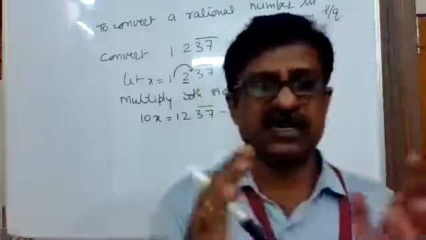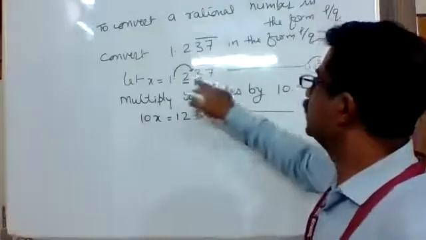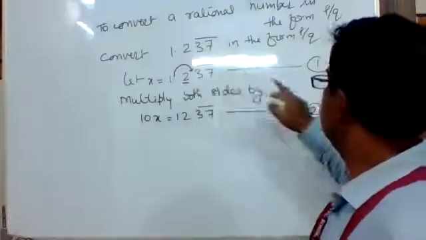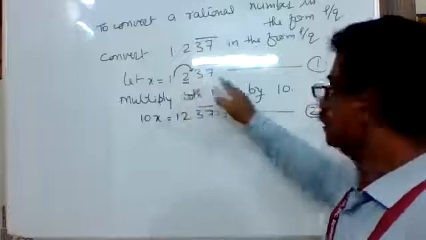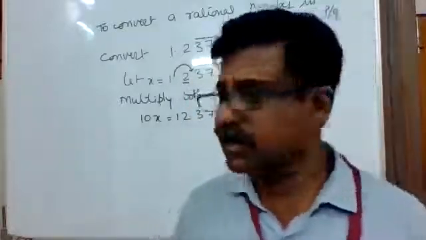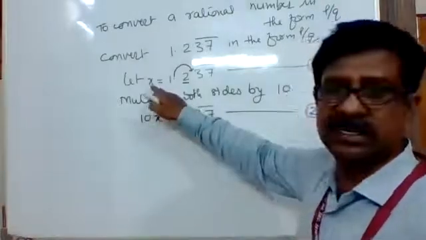The meaning of bar is continuously repeating. This 3, 7 is continuously repeating. There was only one digit which was not having the bar. Therefore, we have multiplied this by 10, by only one 0. If we multiply this by 10, it is converted to 10x. x into 10 is 10x.